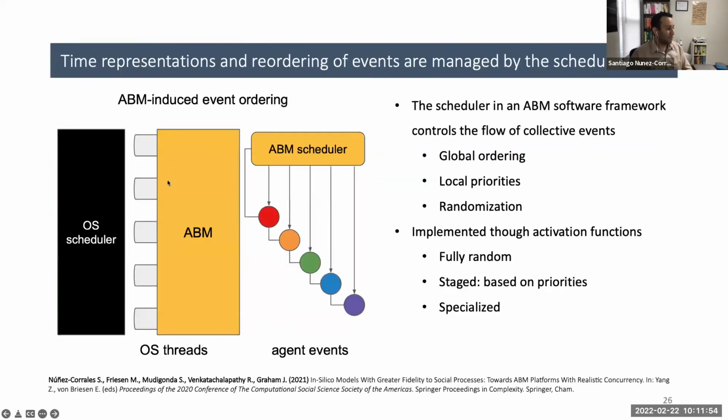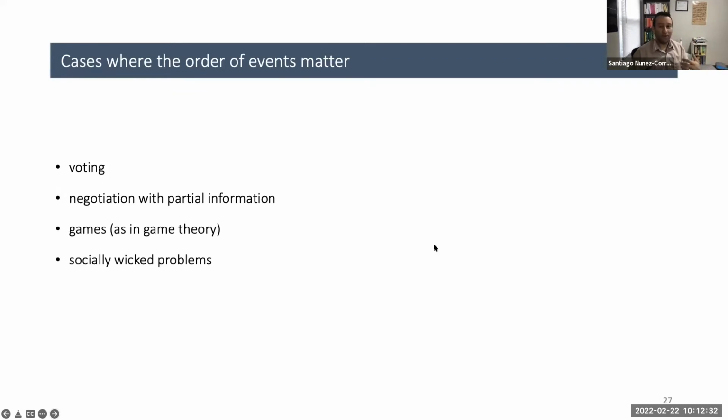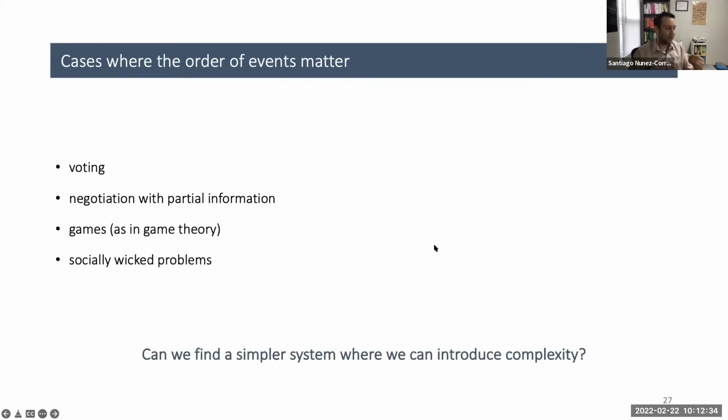And what we tried to study was this. Whenever you run an agent-based model, there's a piece of software, the ABM, and it has a piece called the scheduler that sorts events. There can be a global ordering, you can do local orderings, or you can randomize things in a fully random manner, in a staggered way, so only certain things are randomized, or you can write specialized randomization software. So there are cases where the ordering of events matters. If you're voting and the voting process is public, who votes first matters, or even if it is secret, depending on which populations vote first, things matter. Negotiation with partial information, games, and socially wicked problems are situations in which having the right order matters.